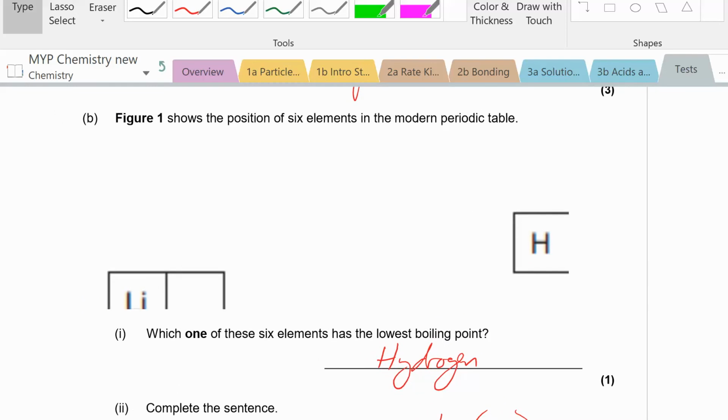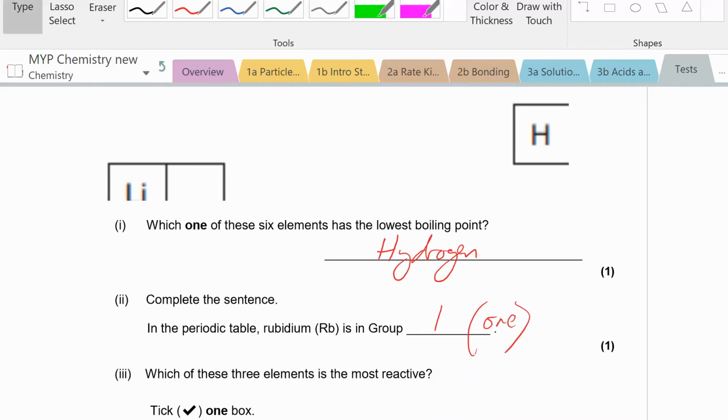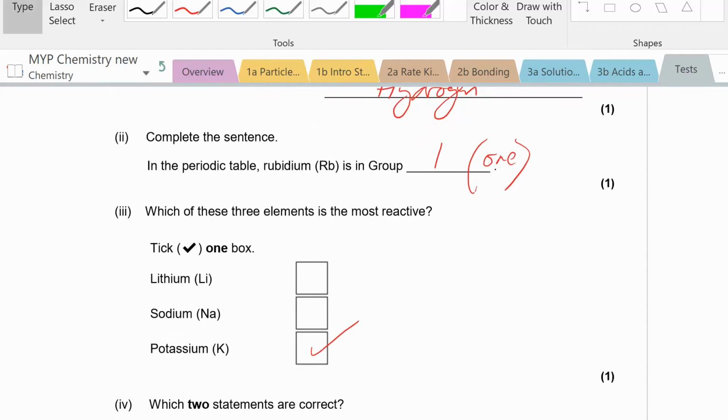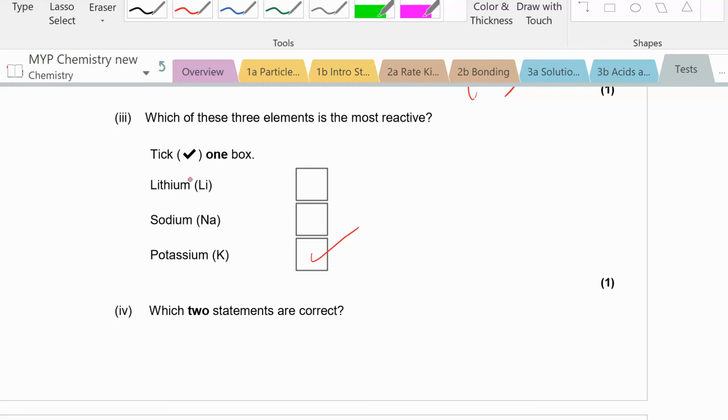Moving on, you can't see this diagram properly, but anyway, which one of the 6 elements has the lowest boiling point? That would be hydrogen. Complete the sentence. In the periodic table, rubidium is in group 1, so you can look at your periodic table for that. Which of these 3 elements is the most reactive? You should remember, of the 3, lithium is the least reactive. They're in order, actually, and potassium is the most. This produced a lilac flame, if you remember that.